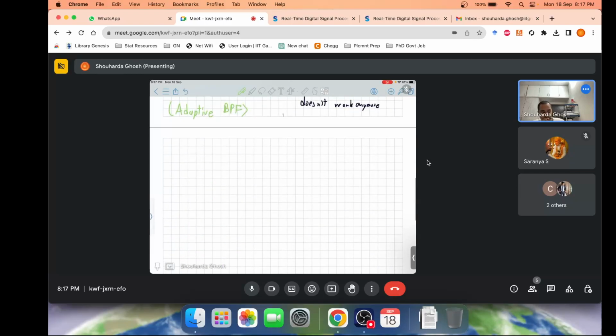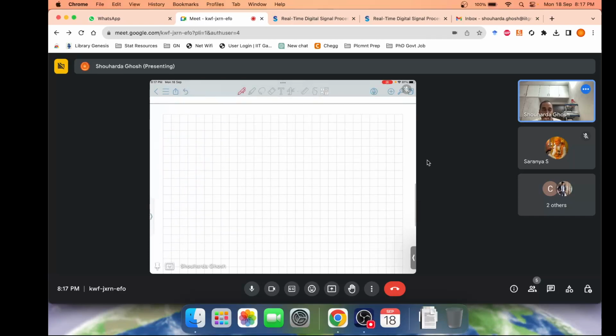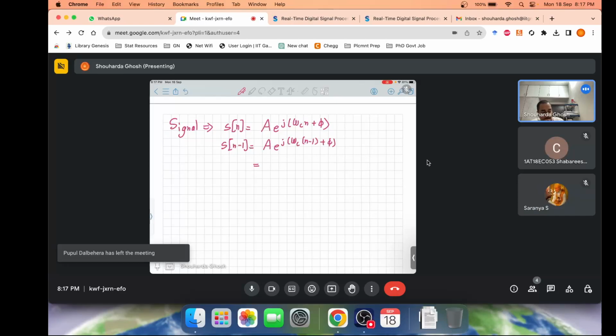Okay, so let's write down the framework. Let's do a bit of math and then we shall expand on this framework. So consider a discrete time signal s[n], and let's say it's a complex sinusoid A e to the power j(omega c n plus phi). Now if I delay this signal by one sample, I get A e to the power j(omega c (n minus 1) plus phi), just replacing n by n minus 1.